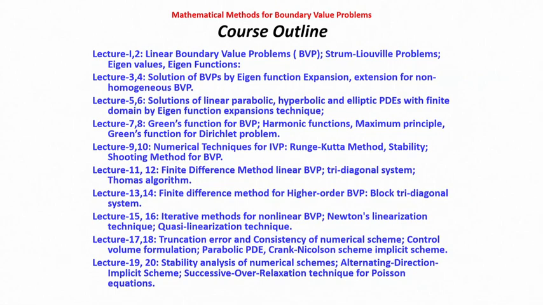Then we will talk about numerical techniques for initial value problems, an overview, and then stability and the shooting method to convert the boundary value problem to an equivalent initial value problem and solve it. Then we come to the finite difference method for linear boundary value problems, the ensuing tridiagonal system, and how to solve that tridiagonal system by the Thomas algorithm.